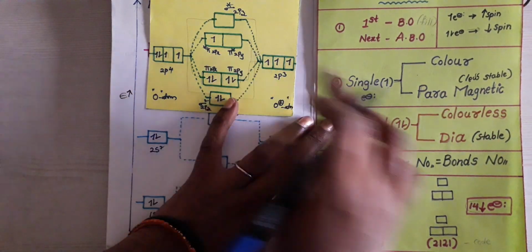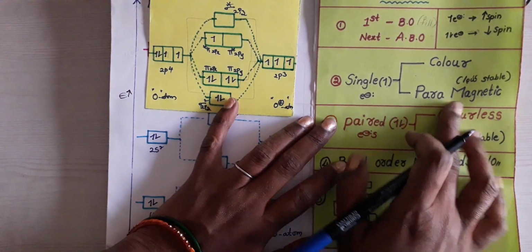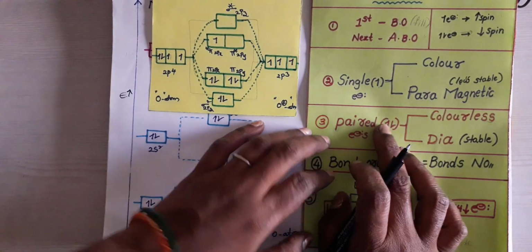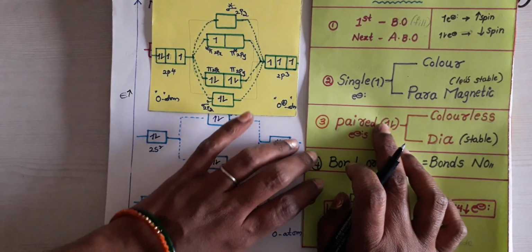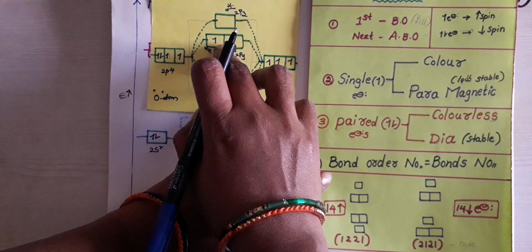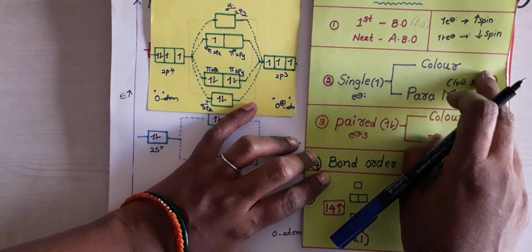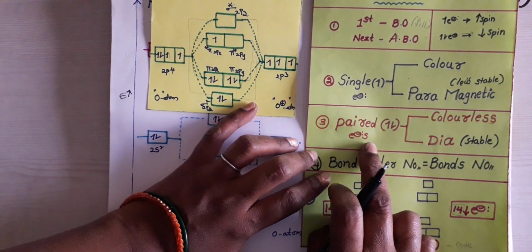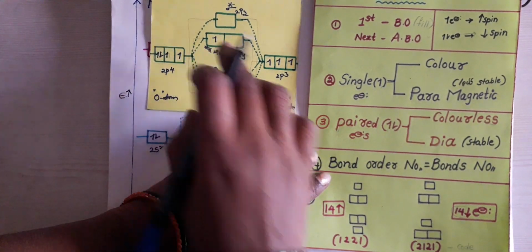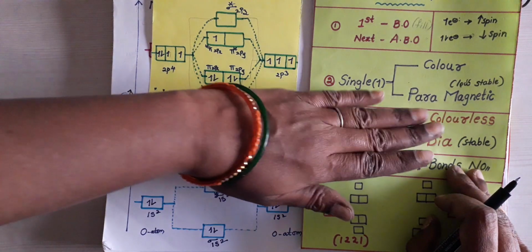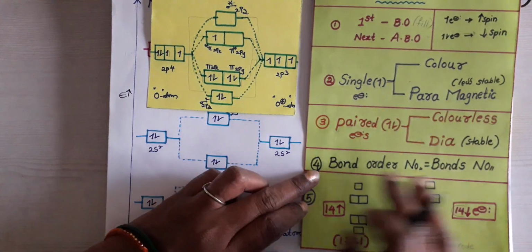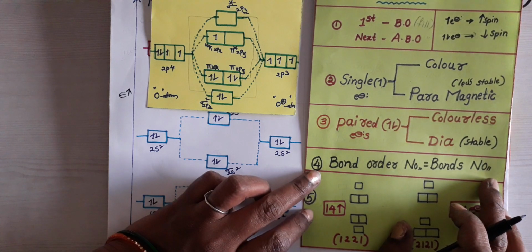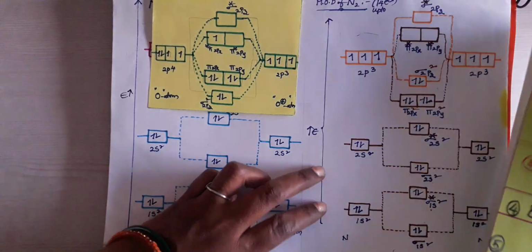Here it is paramagnetic. Why? Because it has a single electron. Paired electrons are not present here. So single electrons are present, and we have to take these properties. If single electrons are absent, we have to take paired. Since a single electron is present, we are not considering this third trick. Next, the fourth one: bond order number equals bonds number. So we have to calculate the bond order here.